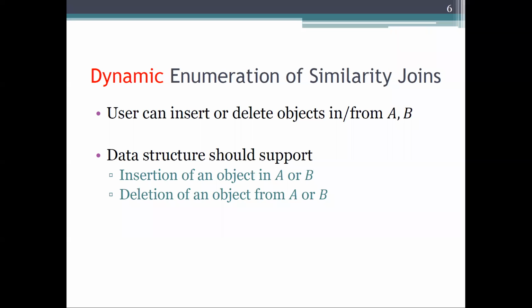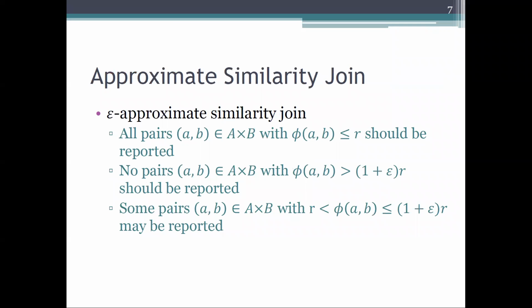In such problems of finding similar items, we would like the user to be able to insert or delete objects from the sets. Hence, our data structure should support insertion or deletion of a point efficiently. In many cases, it is too expensive to find all similarity join results. Hence, we define the epsilon approximate similarity join problem, where we must return all pairs within distance r. We should not return any pair with distance more than 1 plus epsilon times r, and some pairs with distance between r and 1 plus epsilon times r might be reported.